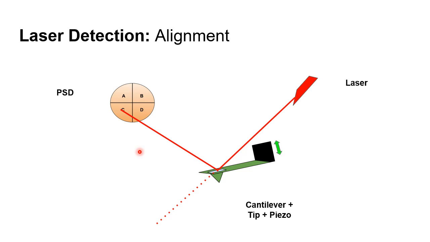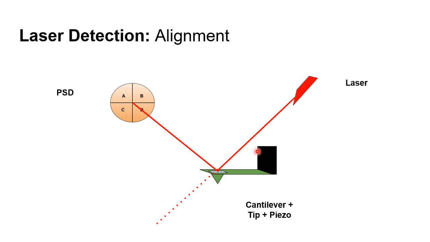This can be fixed by applying a voltage to this region, which is called the piezo of the cantilever. When a voltage is applied, this will expand and will realign the cantilever to a proper position, and the laser beam will fall again into the center of the detector.